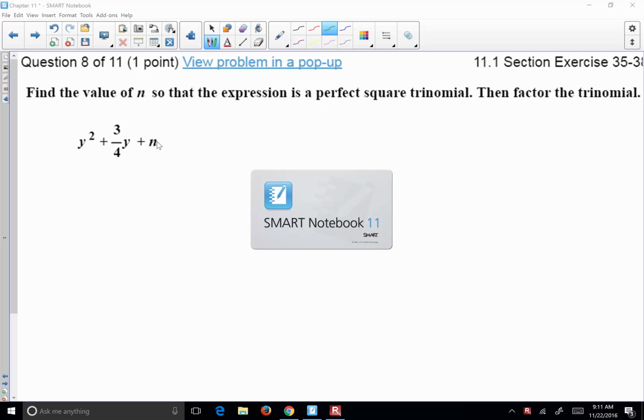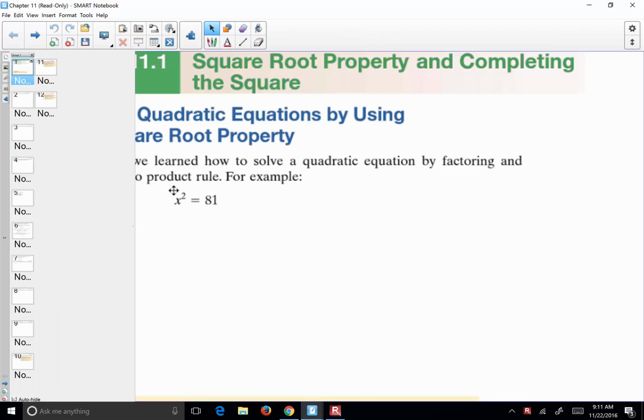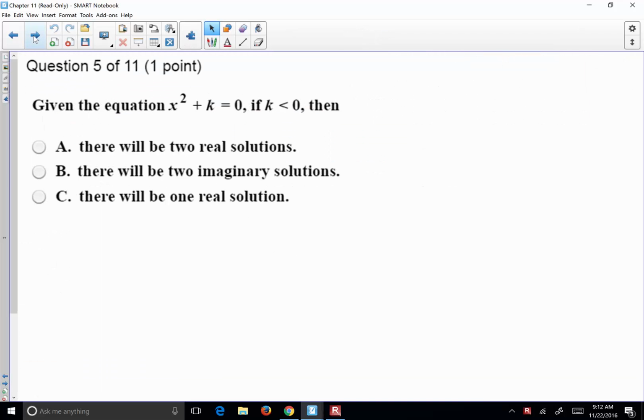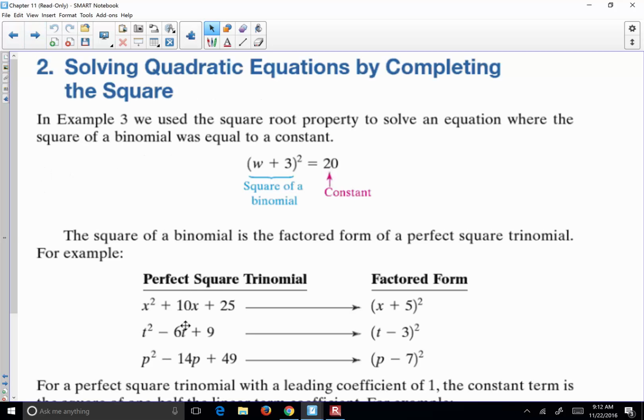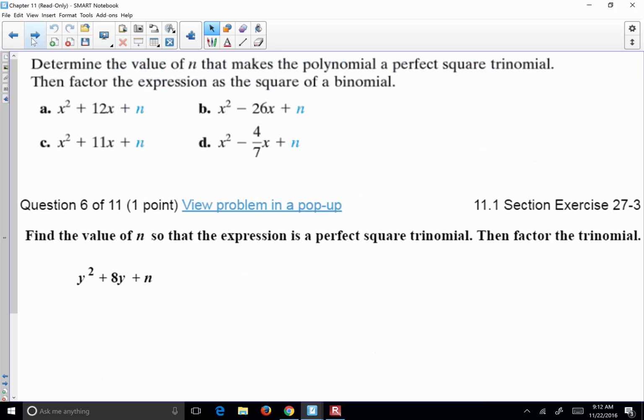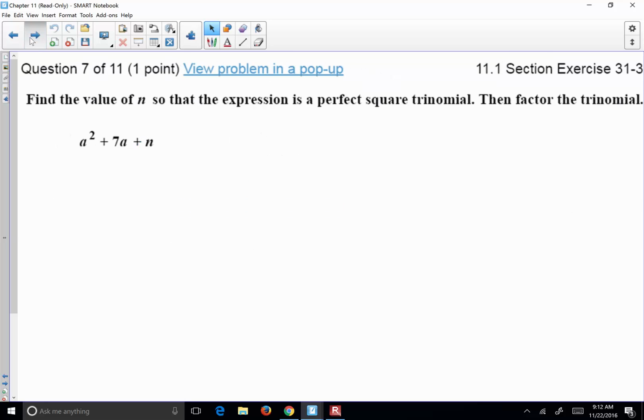So if this last number n is the middle number's half squared, don't forget to square, then we call it a perfect square trinomial. Again, these are all perfect square trinomials because the last number is the square of half the middle number. 10, take half, 5, squared 25, perfect. 9 is half of minus 6 squared: minus 3, square it. Yeah, this is a perfect square trinomial, but most trinomials are not, so you can't do anything about them, alright?